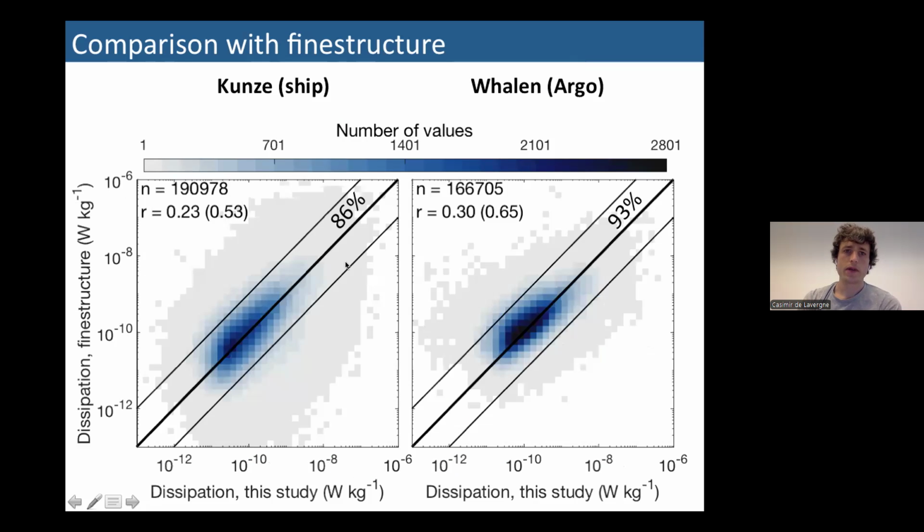The more quantitative one is this. These are scatter plots comparing the dissipation in this study, again in 3D, to the fine structure. On the left, it's the Kunze ship-based fine structure estimates of mixing, and this is the Whalen Argo-based mixing estimates. The correlation is pretty obvious over several orders of magnitude, with around 90% of values agreeing within an order of magnitude in each of these two data sets.